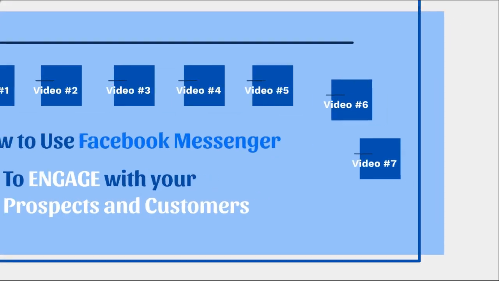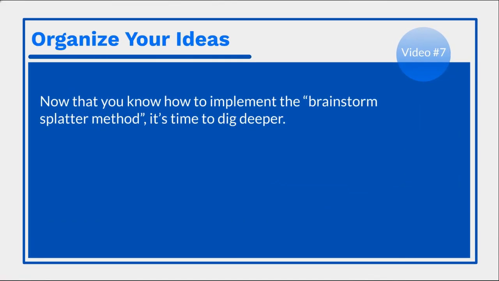Okay, so welcome to video number 7, and let's organize your ideas. So now that you know how to implement the brainstorm splatter method, it's time to dig deeper. Let's organize your questions and answers that we figured out earlier. And based upon that, let's expand on that and make sure that we have everything ready to go so that when we begin the mock-up process, it's going to be easy to see the layout, everything step by step, question, the yes or no, or whatever that is going to look like in your chatbot.